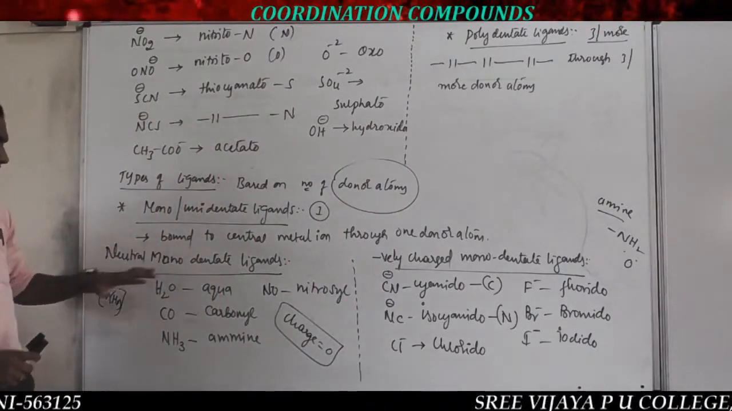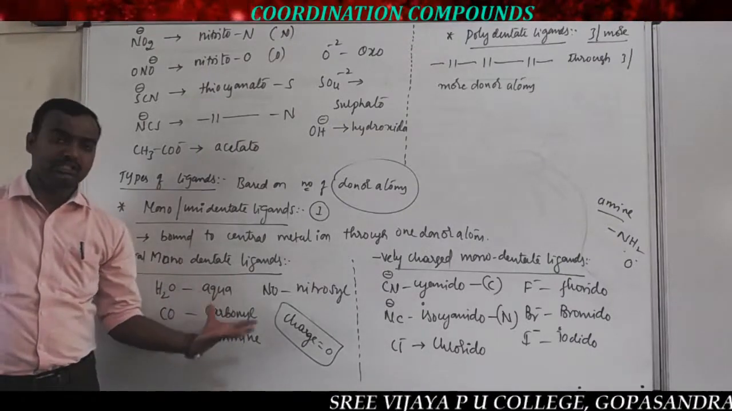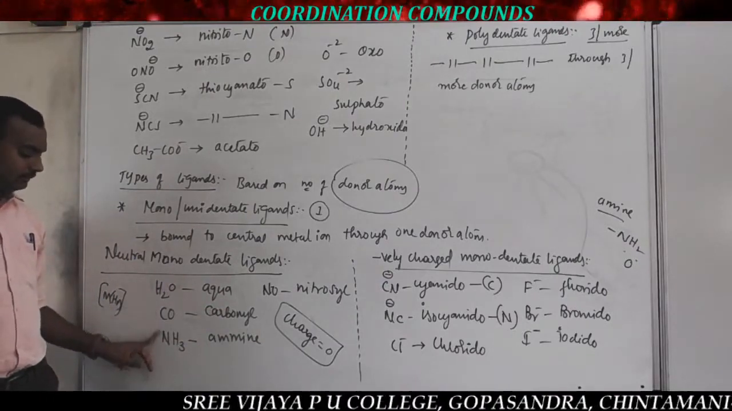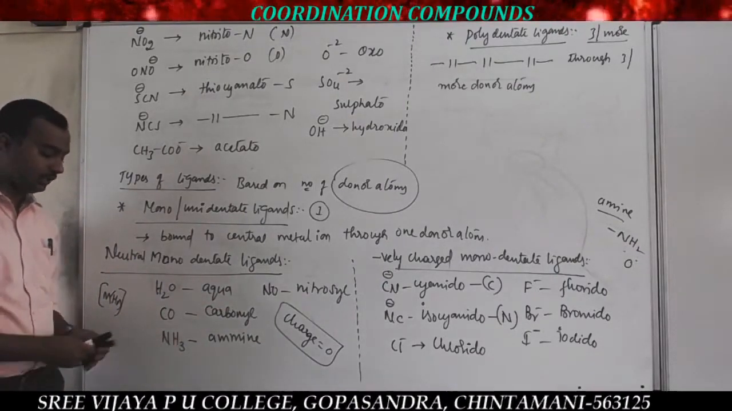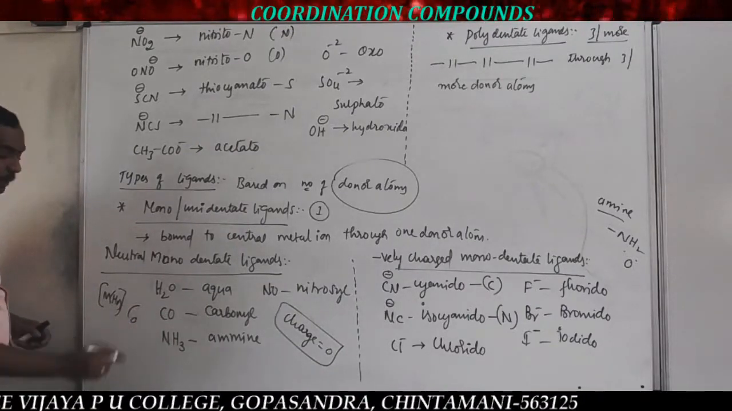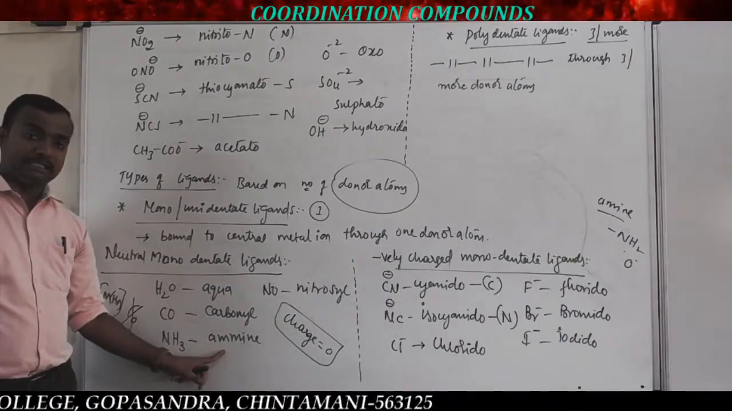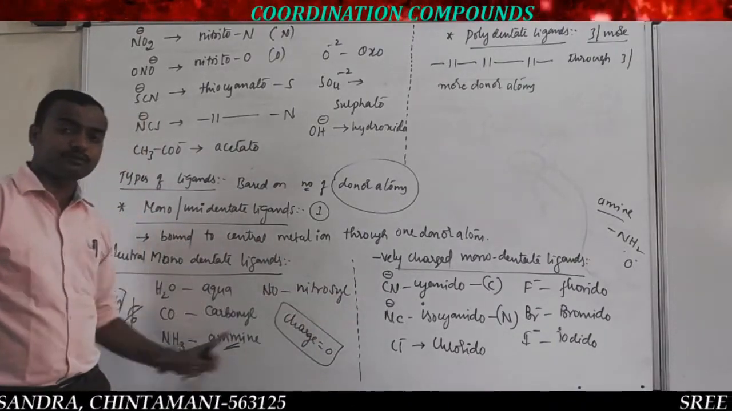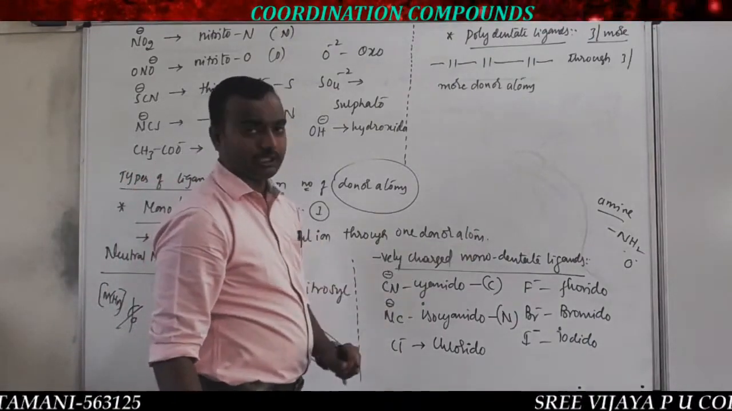Here, neutral ligands have special names. In all cases this is repeated: aqua, carbonyl, NH3. Carbonyl is written with C and O in capital letters. Under no circumstances should you write it as Co, which would be cobalt. That is wrong. This is carbonyl and this is ammine, with double M. This is very important. And nitrosyl ligand. These are examples of neutral ligands. Charge is 0.